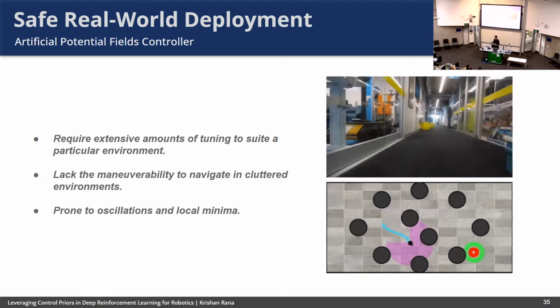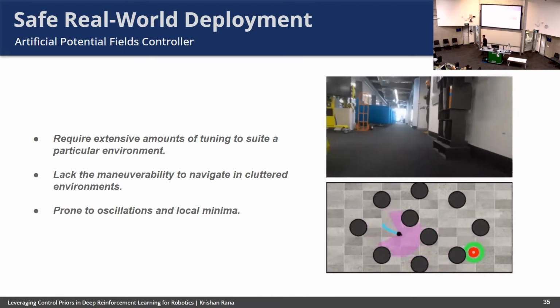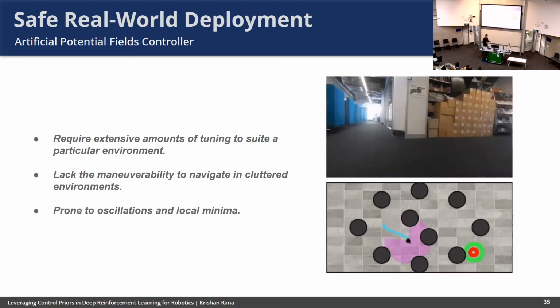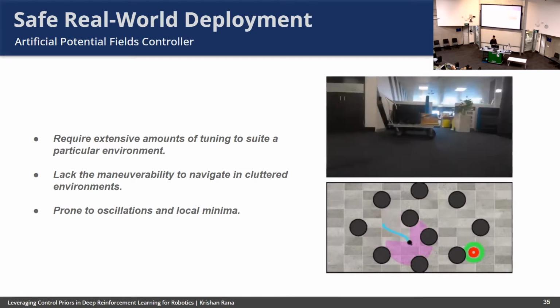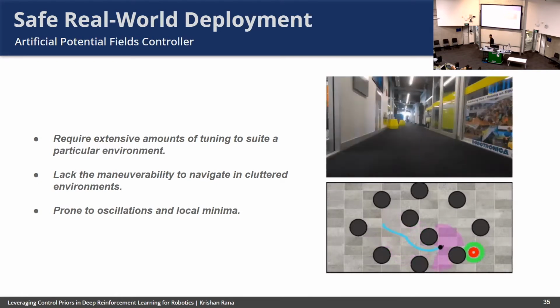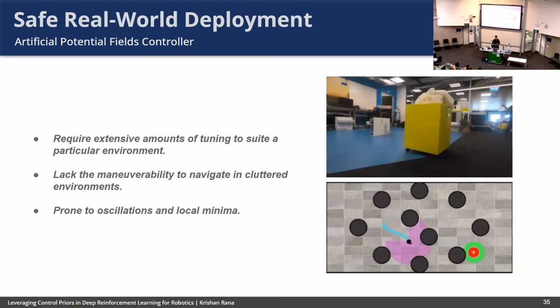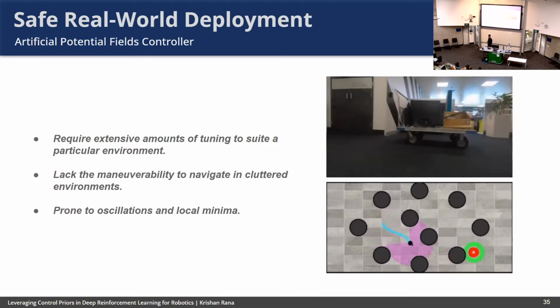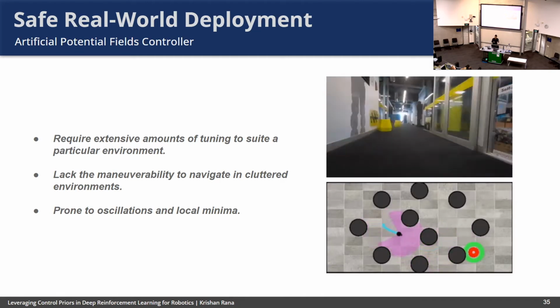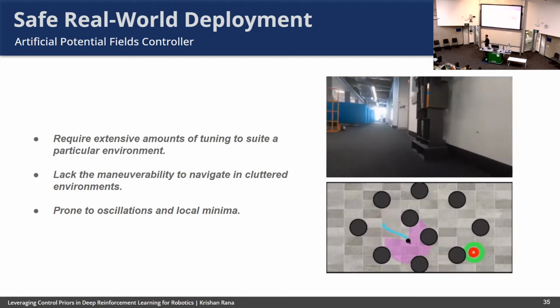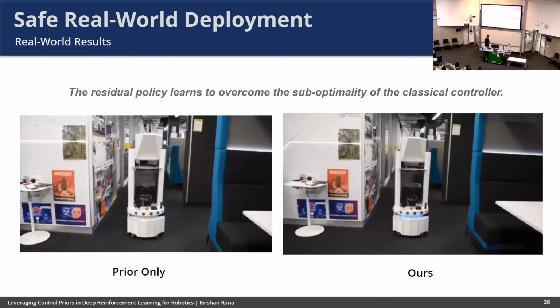First of all, these systems actually lack the maneuverability in cluttered environments, right? And the other thing is they're prone to oscillations, and they typically get stuck in local minima. So as you can see in this video here, we're just moving down a narrow corridor, and you actually see this highly oscillatory behavior of the agent. But the one thing that we did notice is it's a reliable system, right? So can we actually use this?